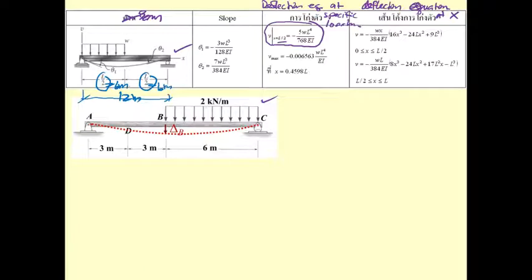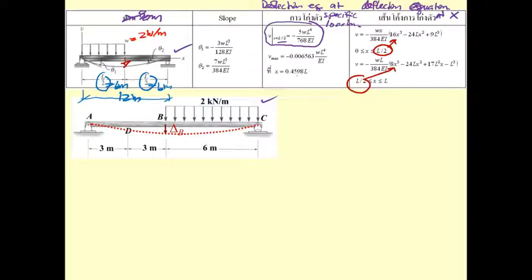We have the W of 2 kilonewton per meter. And then what we are considering is the deflection that occurs here. Okay, it occurs at the middle. So the deflection at the middle can be determined from this equation. Okay, if you set x equal to L over 2. And also for this one, if you set x equal to L over 2.